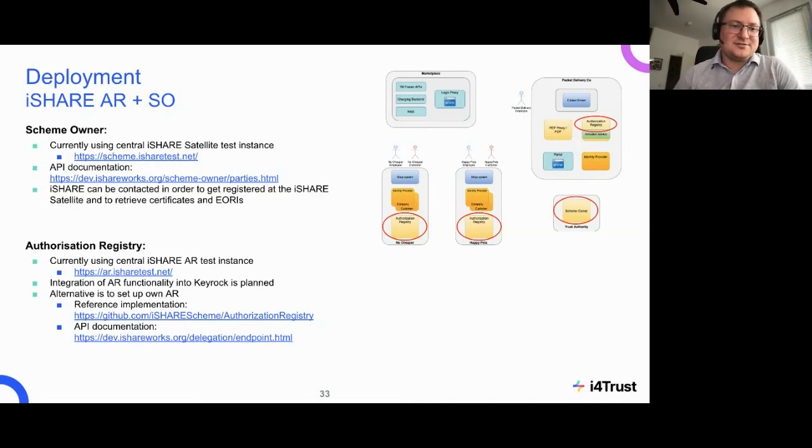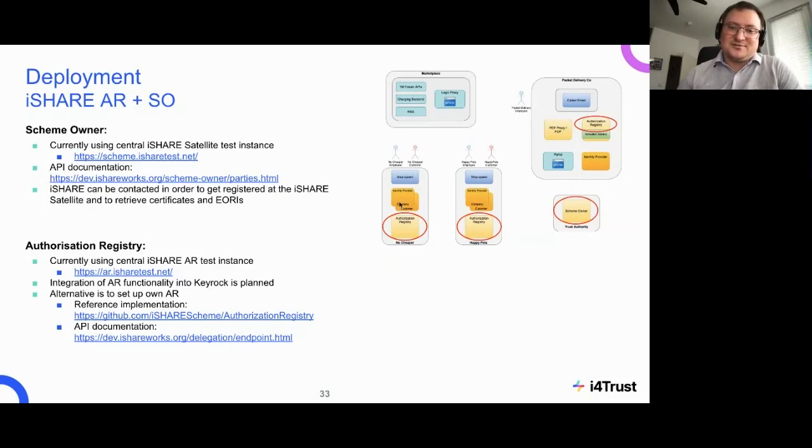So for the authorization registry and the scheme owner, as I said, we are using central instances provided by iShare. On the one hand, for the scheme owner, it's the iShare satellite. And there's also documentation about the API from the scheme owner. And as Rajiv already said, in order to get registered there and to retrieve your certificates and IDs, just contact him.